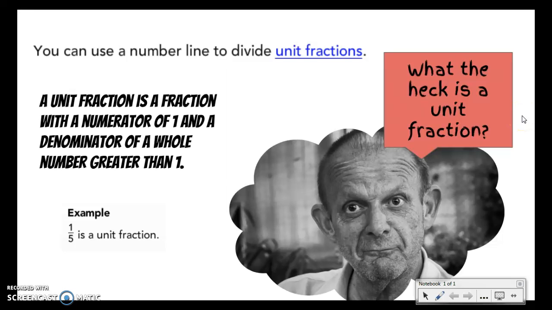A unit fraction is a fraction with a numerator that is 1 and a denominator of a whole number that is greater than 1. So an example of this would be 1/5, 1/2, 1/3, 1/18. Those are all examples of unit fractions. I want you to go ahead and copy down this definition and give yourself an example as well in case you're not quite sure based on the wording what it's talking about. Okay?